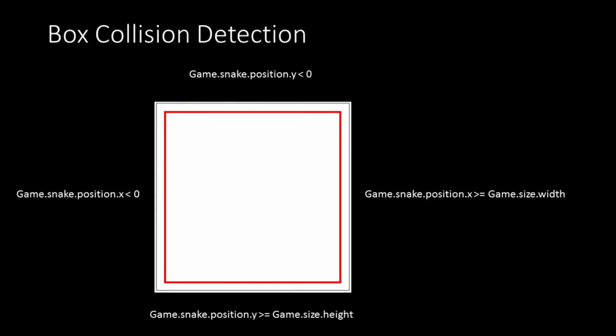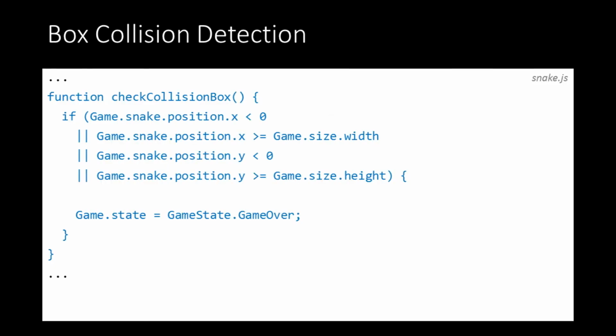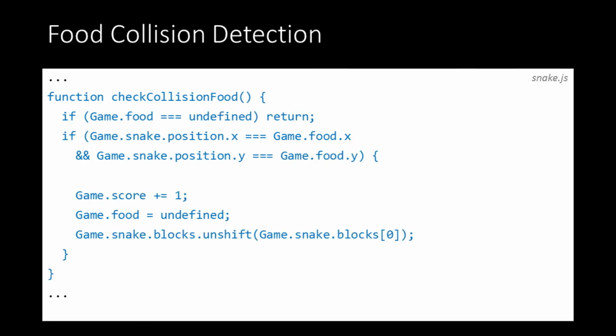To detect collisions with the game area border, we should test the snake position and set the game state to game over if the position is outside of the game area. Next, to check collisions with the food object, we'll compare the snake position with the position of the food object. If this matches, we'll increase the score, clear the food object, and duplicate the block at the tail of the snake.